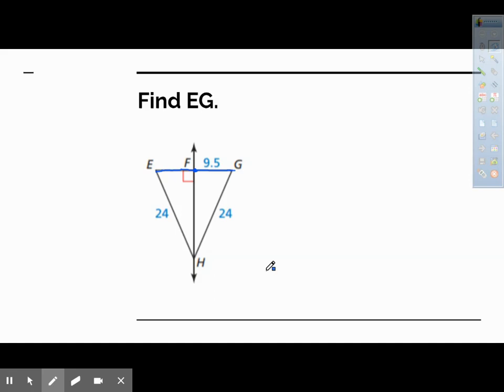Okay, and since both of those are 24, I know they're congruent. So with that being known, is there a way for me to find this side length over here, EF? Yeah, it's going to be 9.5, because since this is the perpendicular bisector, these two are congruent. All right, so EG is the entire segment. Bailey, how would I find EG? What would I do? Yeah, you add them together. So do 9.5 plus 9.5. And Nick, what do you get when you add those together? 19. So your answer is 19.